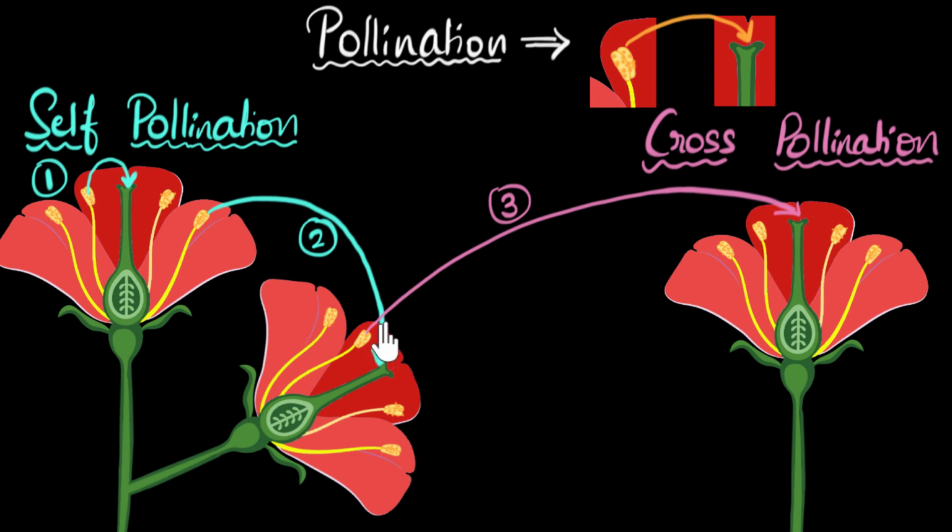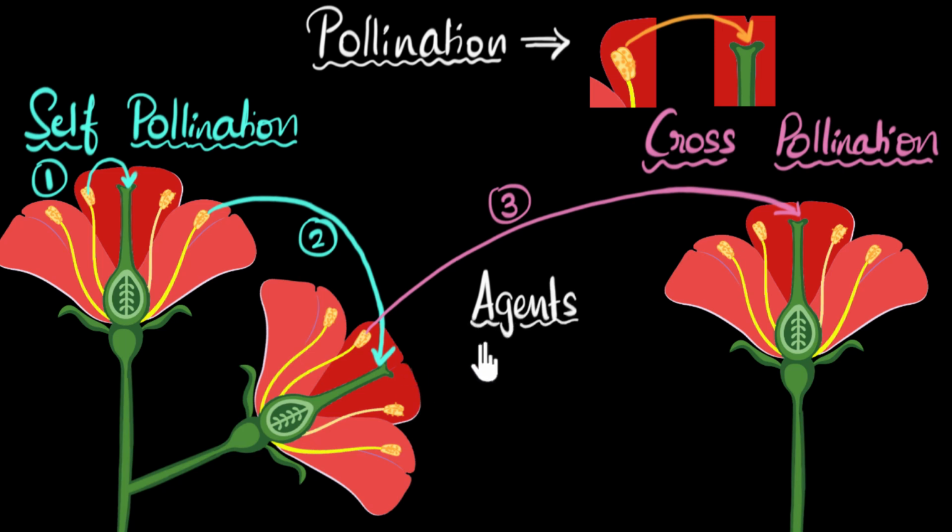Now you might say, cool, but how exactly does pollination happen? How do the flowers take the pollen grains and transfer them to the stigma? They don't have any moving parts, do they? Well, that's a great question. Pollination depends on certain agents. Agents are basically things that help in pollination.